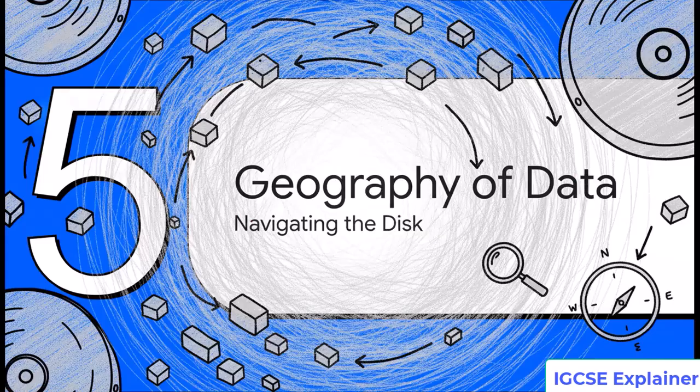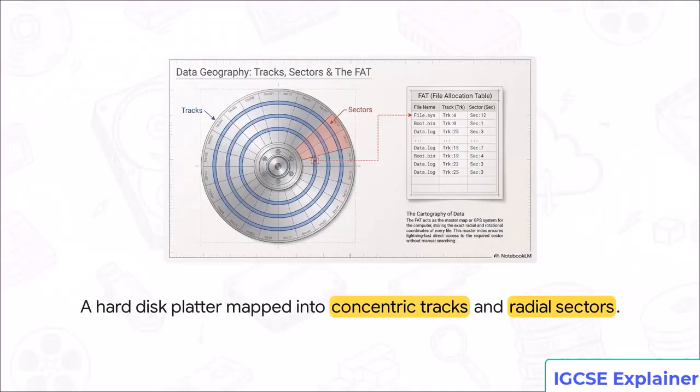Section 5. The geography of data. So with things spinning that incredibly fast, how does the computer not just get hopelessly lost? Well, the platter is strictly organized. It is divided up into concentric, circular rings called tracks, and then those tracks are sliced into radial pieces called sectors. This creates a really precise, highly structured navigational grid directly on the disk surface.